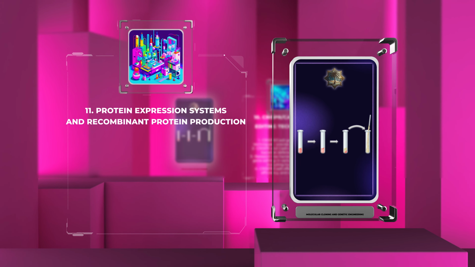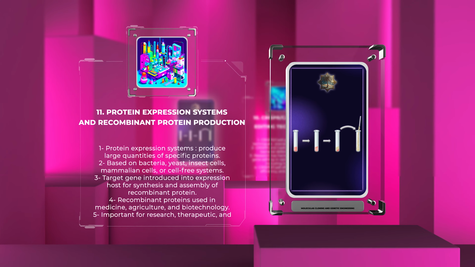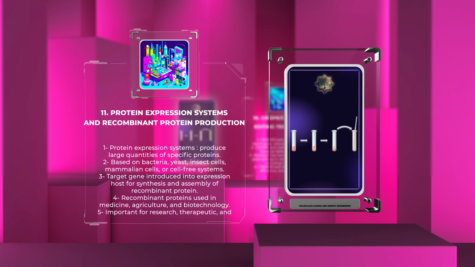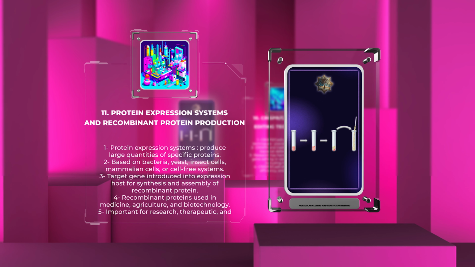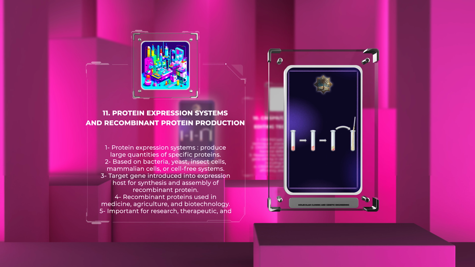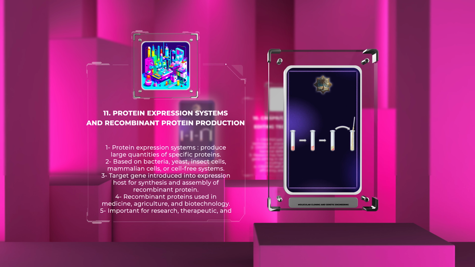Moving forward, let's explore protein expression systems and recombinant protein production. Protein expression systems are used to produce large quantities of specific proteins for research, therapeutic, or industrial purposes. These systems can be based on bacteria, yeast, insect cells, mammalian cells, or cell-free systems. Through genetic manipulation, the target gene is introduced into the expression host, which then synthesizes and assembles the recombinant protein. Recombinant proteins find applications in various fields, including medicine, agriculture, and biotechnology.